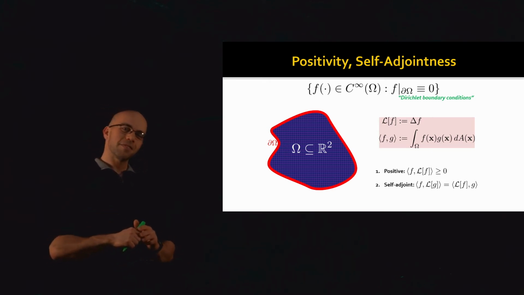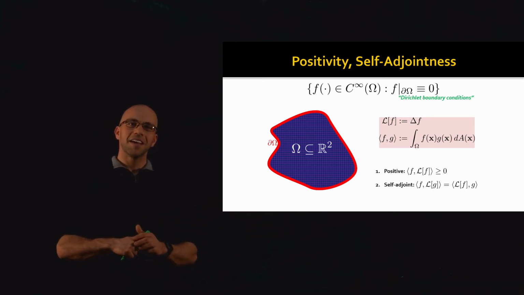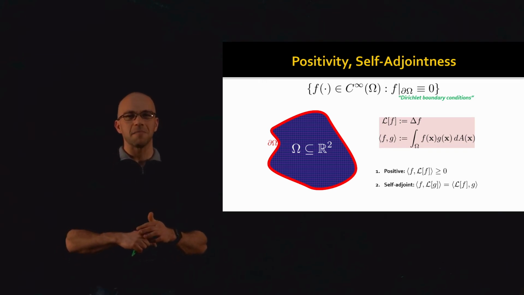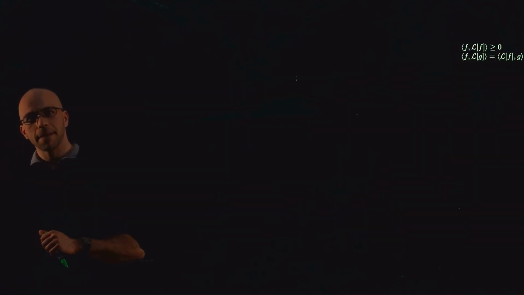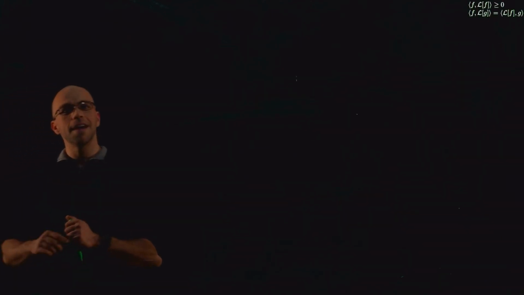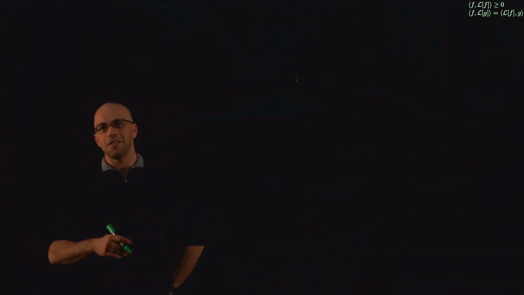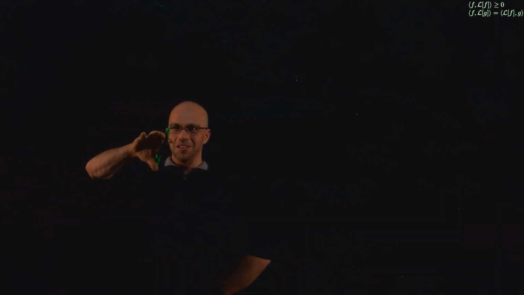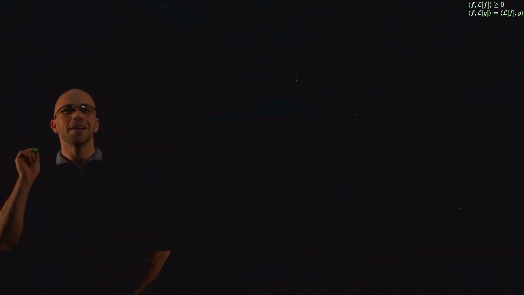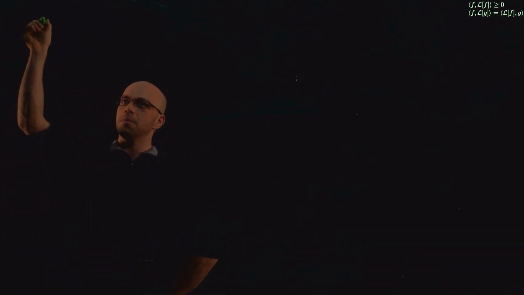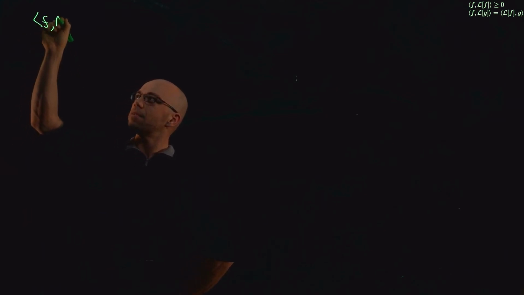Remember that positive is like our analog of being a positive definite matrix, and self-adjoint is like our analog of being a symmetric matrix. So let's actually show that. In particular, we're going to assume that our function f is identically 0 on the boundary of the domain, and maybe that all of its derivatives are 0 also. Maybe we even just inset our function f from the boundary a little bit to avoid boundary terms altogether.